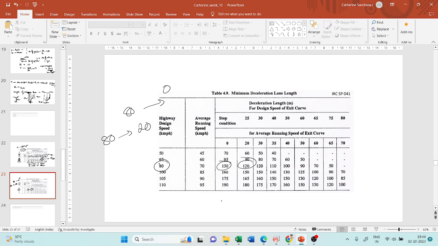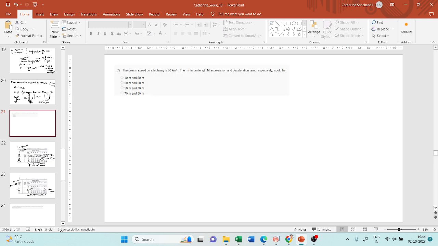But still, the relative change in the length required across the different speeds will be the same, right? It will keep decreasing with increase in speed. So from this figure itself, from 80 to reach 65 kilometers per hour, it requires 50 meters, which is the minimum of all the deceleration lane lengths. So the answer to this is 50 meters. So the minimum length of acceleration is 50 meters and minimum length of deceleration is 50 meters. So the answer is 50 and 50 meters.